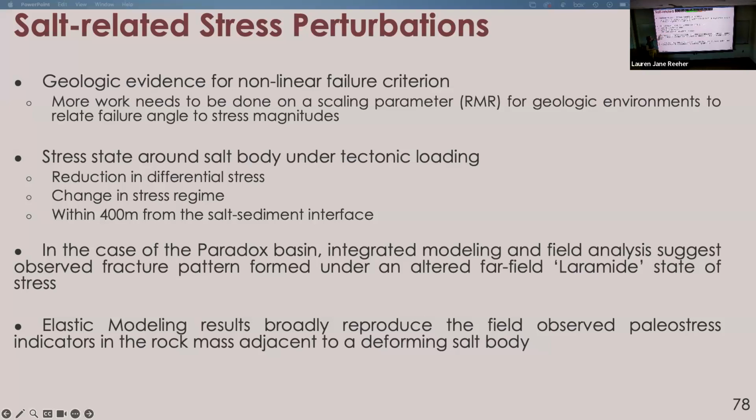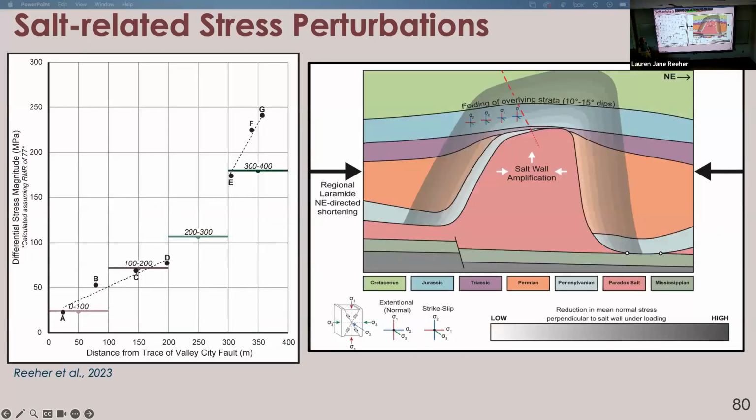And then getting into the state of stress around a salt body under tectonic loading. So the first thing is that reduction in differential stress. The idea here being, at the bottom, we look at distance from the trace of the Valley City Fault, which runs parallel to the underlying salt wall, and the differential stress magnitude. These are calculated based on a random rock mass rating. So the magnitudes themselves don't really matter. It's more just them relative to each other.